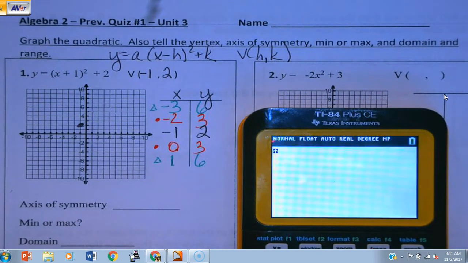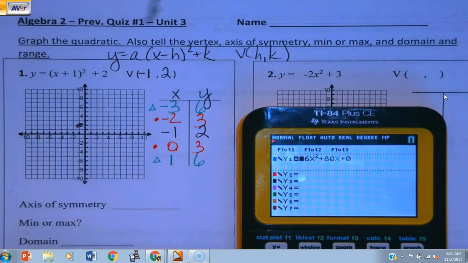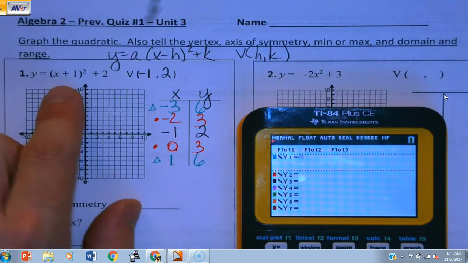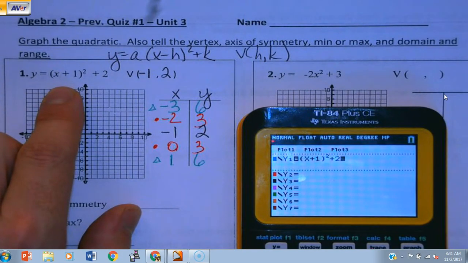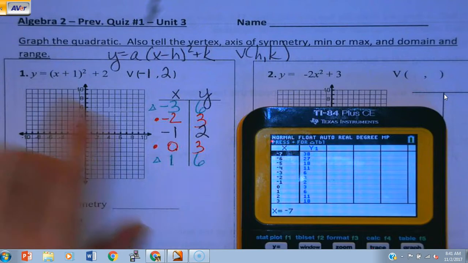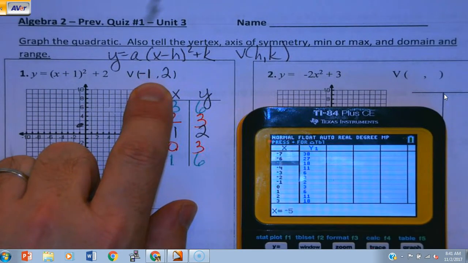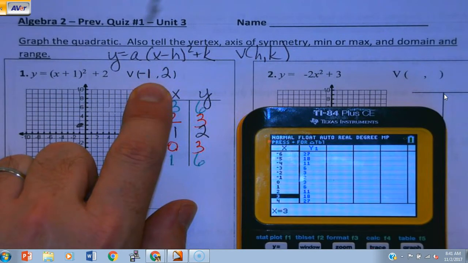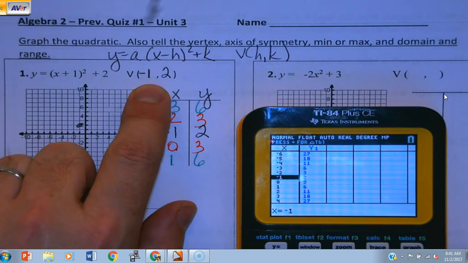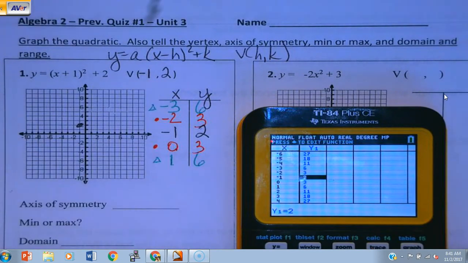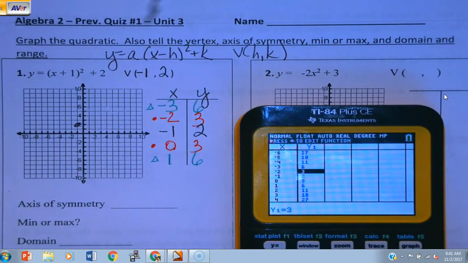But let's darken this up a little bit. So if I go to my y equals, and I go to type this in. Okay. If I did my vertex right, and we've talked about this before, and I get that in the middle, there's my -1, 2, I should see symmetry. I should see the same numbers above and below. And so there's my 3 and my 3. There's my 6 and my 6. Okay? So I'm feeling good that I've got this right now.